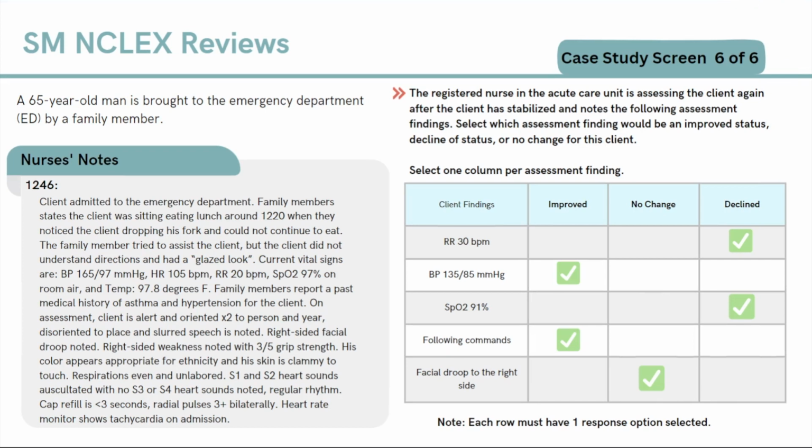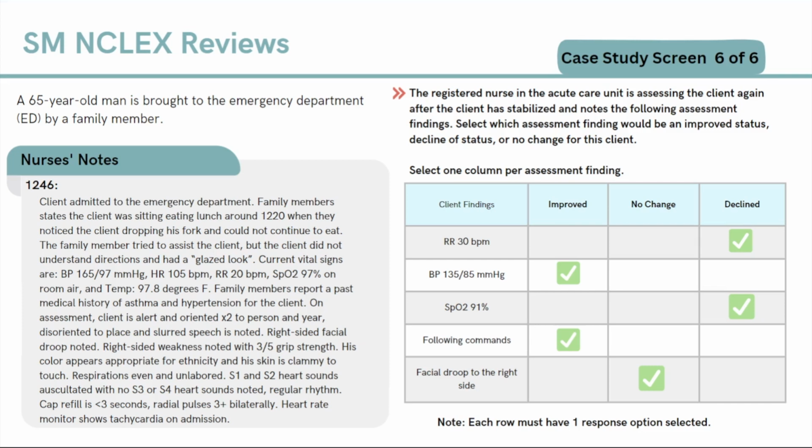All right, let's break this one down. The best way to handle this question is to ask ourselves, is this particular assessment finding an improved status, decline in status, or no change in status as compared to our last assessment we had, which you can see to the left? As far as our respiration rate, a rate of 30 respirations per minute is considered tachypnea or fast breathing. This is not a normal finding, nor did the client have tachypnea in our previous assessments. Therefore, we have a decline in status.